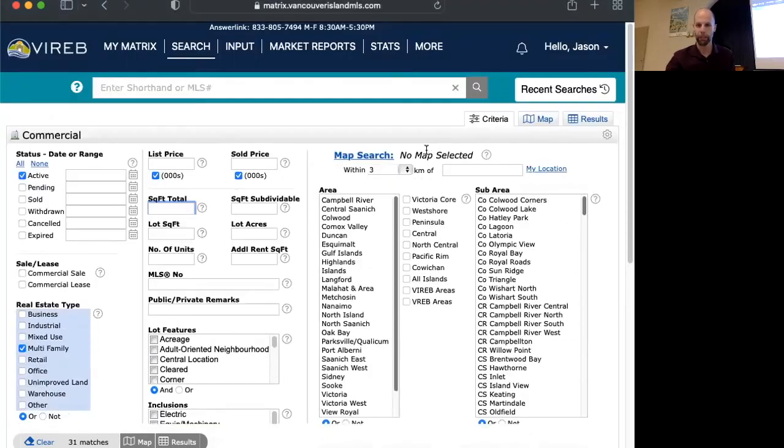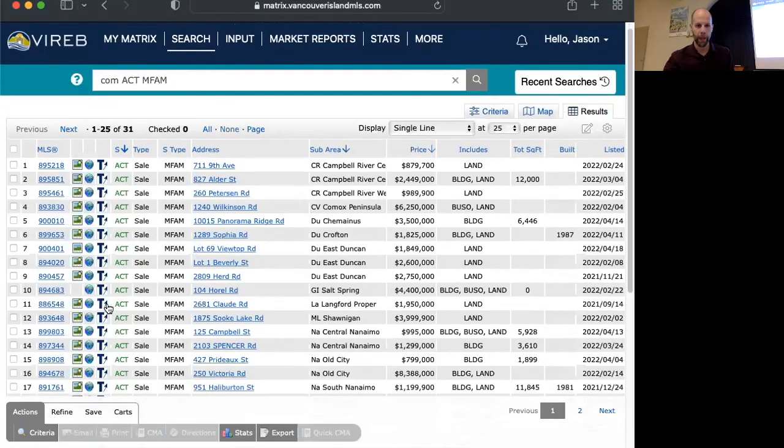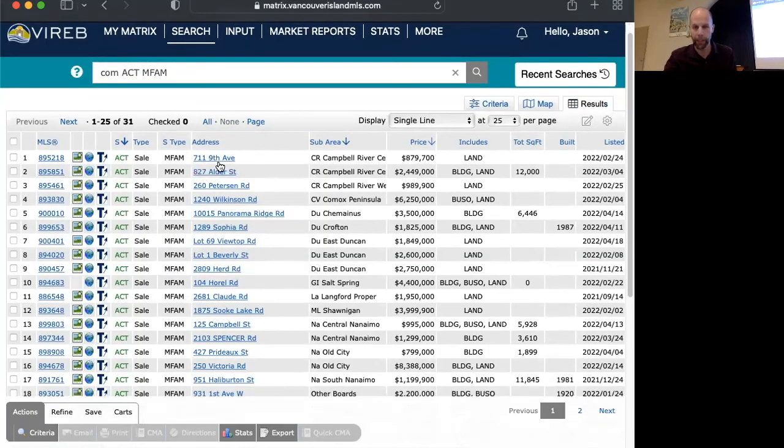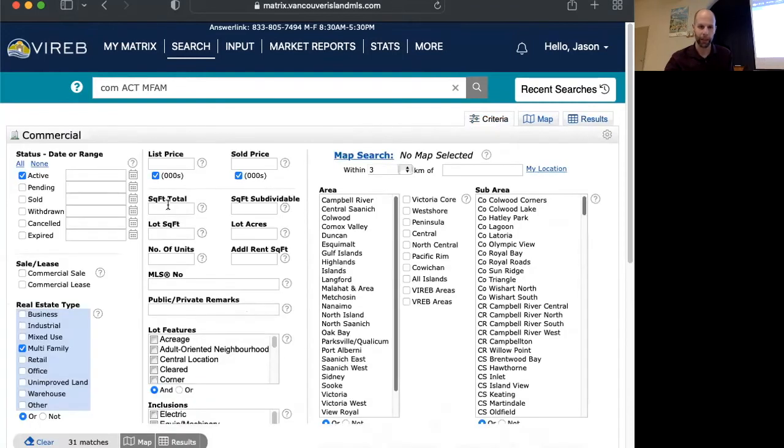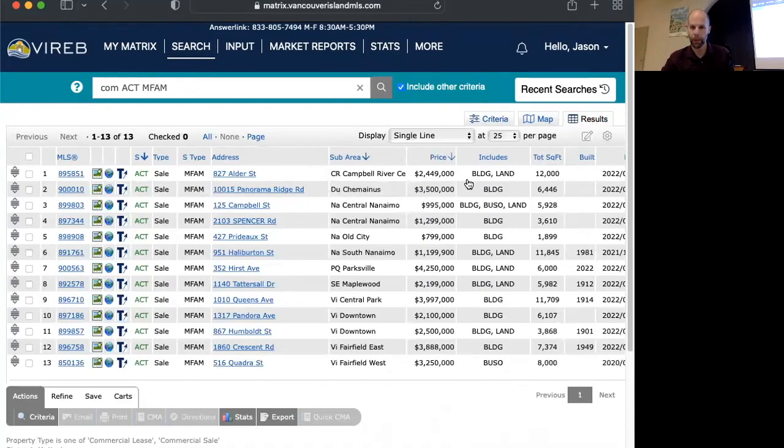What it will actually pop up here is when I click results, it'll come up with a bunch of stuff, multifamily, and over on the included, it says land or building and land. So these are multifamily sites that can be built on, or they're existing multifamily buildings. So if I want to narrow that down, I can just go square foot total, 5 or more. So that's going to narrow it down. Now I go back to results. Now I'm seeing building and land or a building. So it's not showing raw land anymore. These are completed buildings.